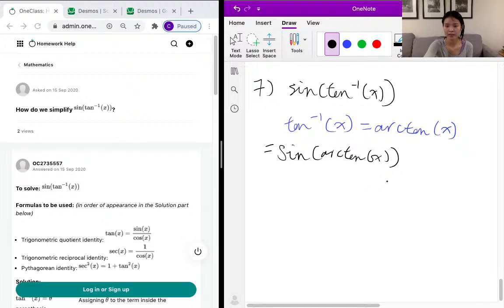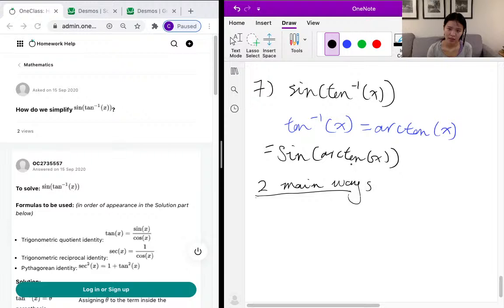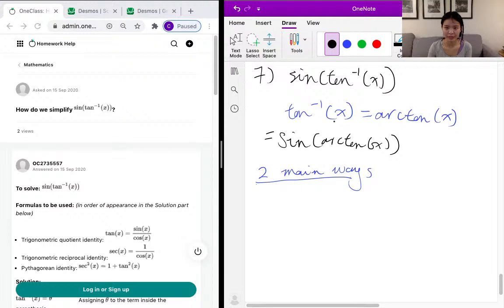So an important thing, or I guess I should start by saying that there are two main ways to solve this problem. I prefer one of them, and the one that I'm going to show you is probably the easiest or the more intuitive way of the two. Let me just briefly state the two possible ways.